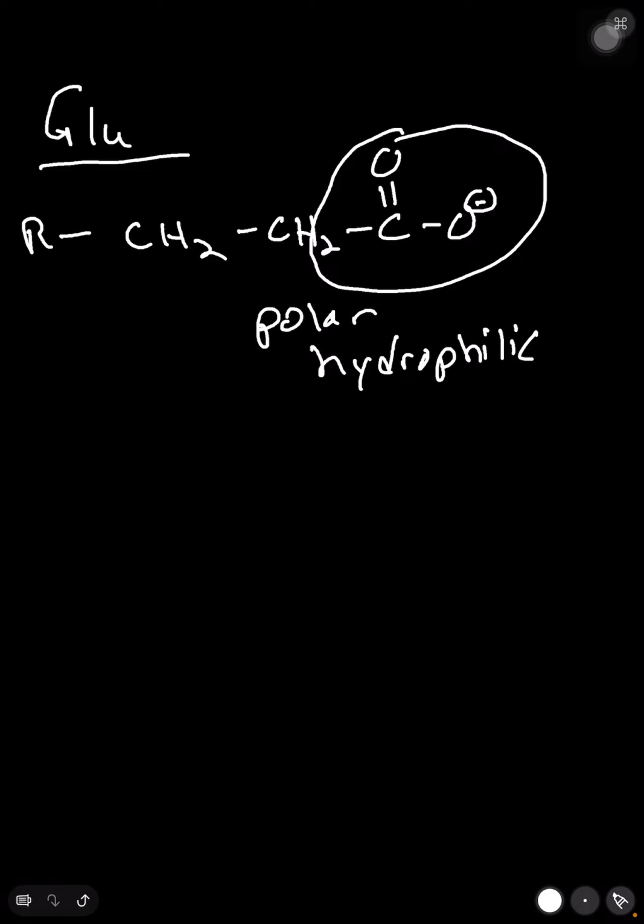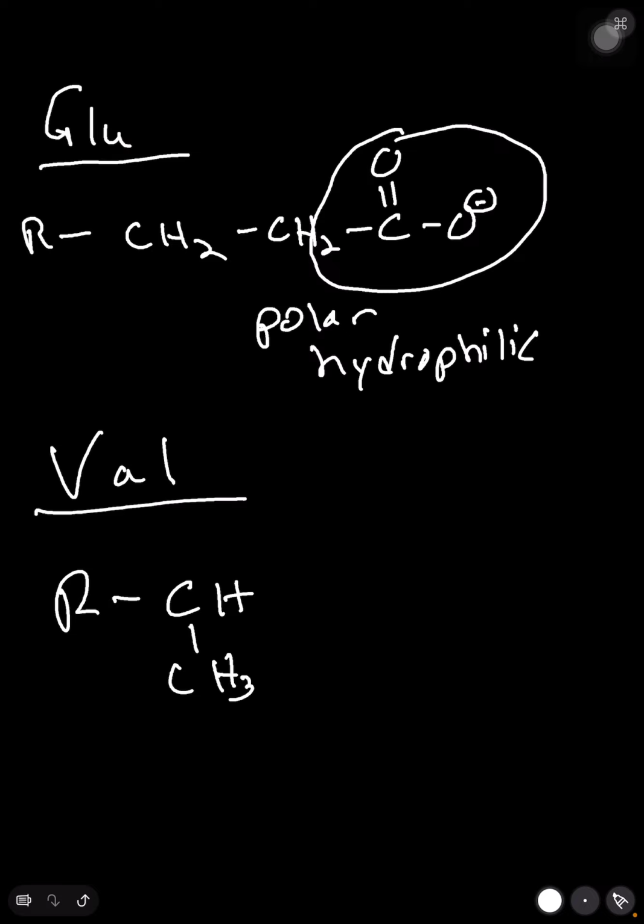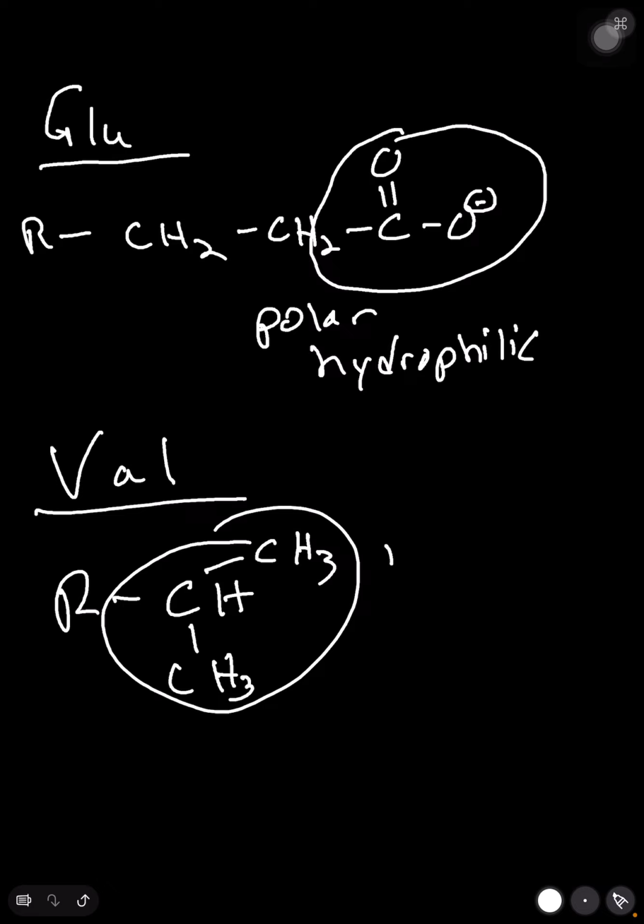All right. Valine, on the other hand, has an isopropyl group as its side chain. This is very nonpolar, very hydrophobic. That says hydrophobic, even though I butchered it with my terrible handwriting, so sorry about that. So valine's present here where it shouldn't be.